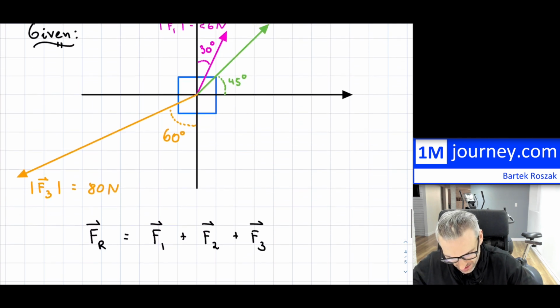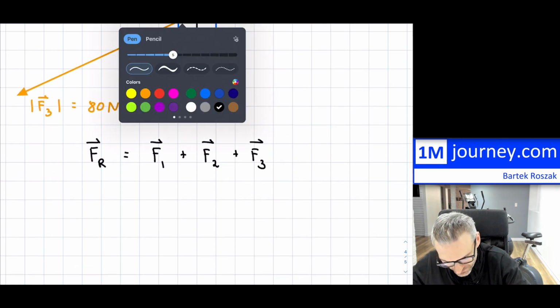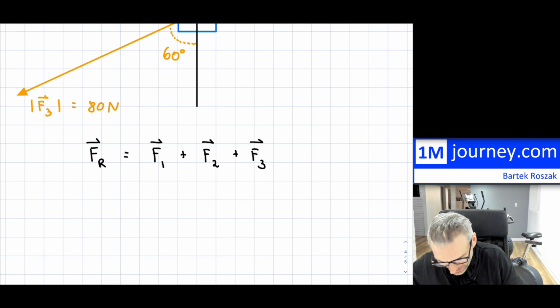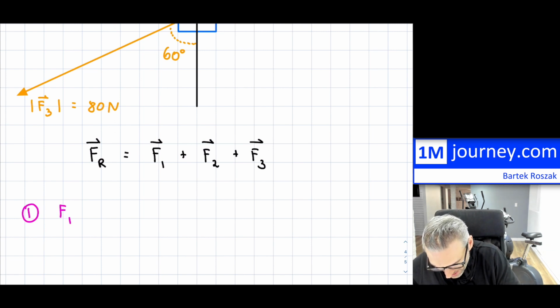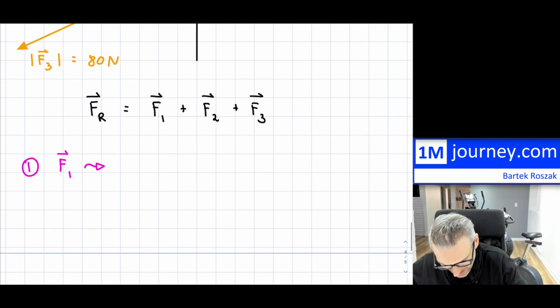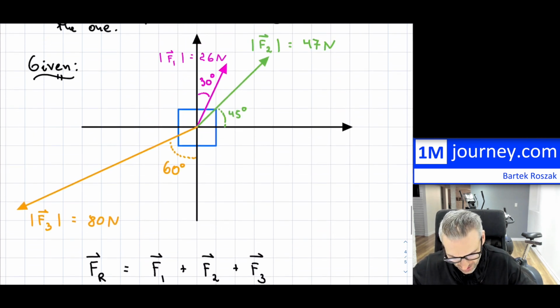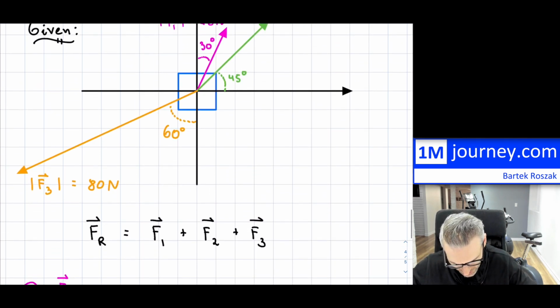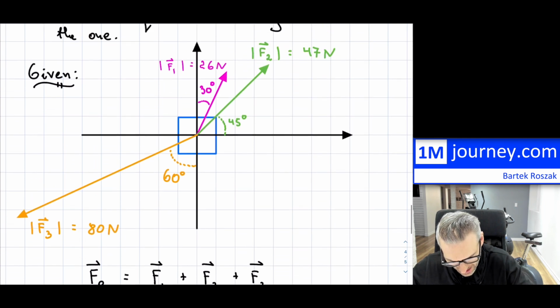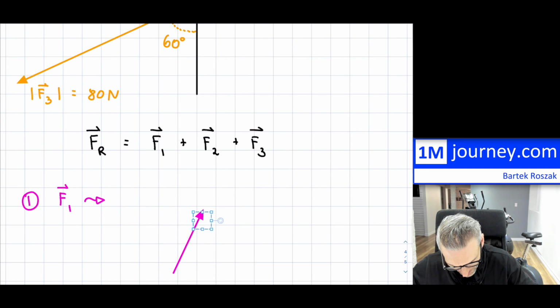Since I picked pinkish, or magenta, as my force number one, this is going to be my first force, F1, and I'm going to break this down into its x component and its y component. That's what I want to do. So that's my force. I'm going to take this, or I can certainly redraw it if I wanted to. Let me copy it, bring it down, and paste it.